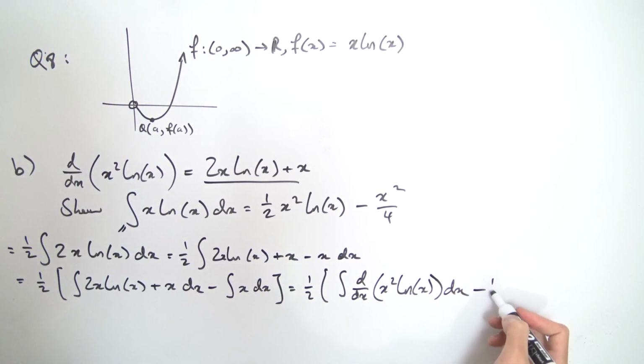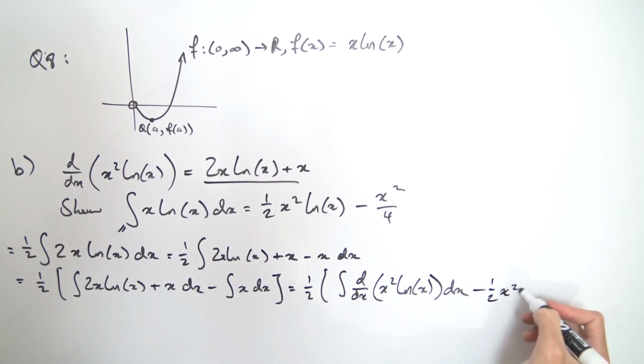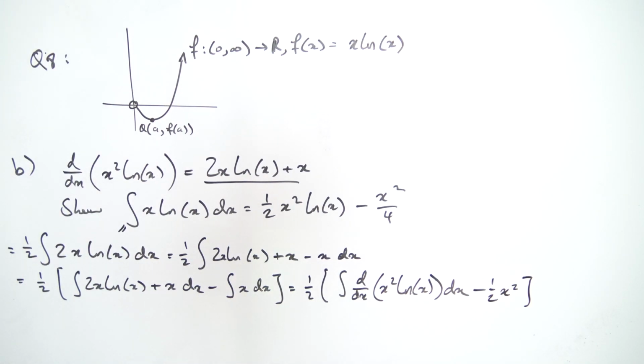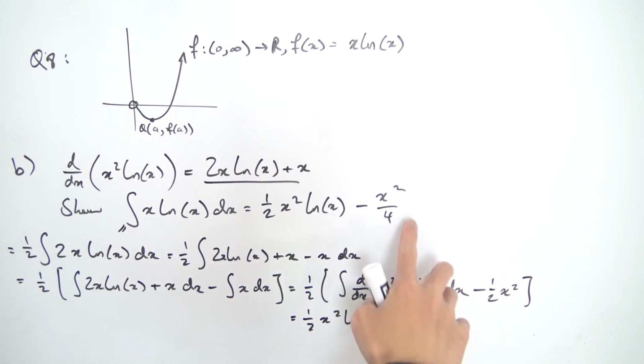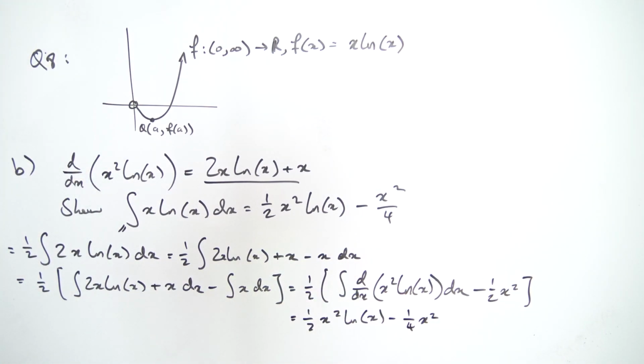That's pretty easy to evaluate, just some power rule. So 1 half x squared, like so. And if you have an integral of the derivative, well, that's just the function itself. So you end up with 1 half times x squared natural log of x, and we can distribute this 1 half into here as well. So that's 1/4 x squared, which is more or less what we have over here. So we've shown that.